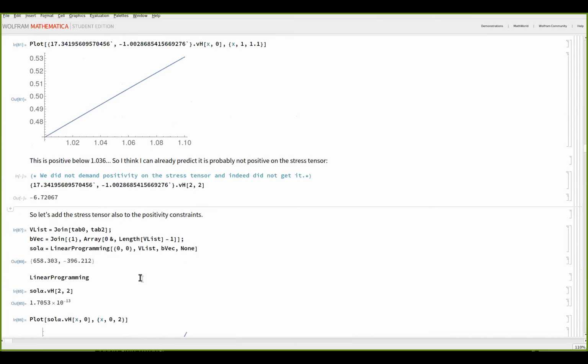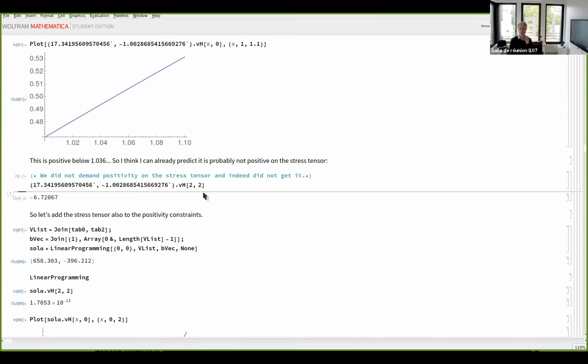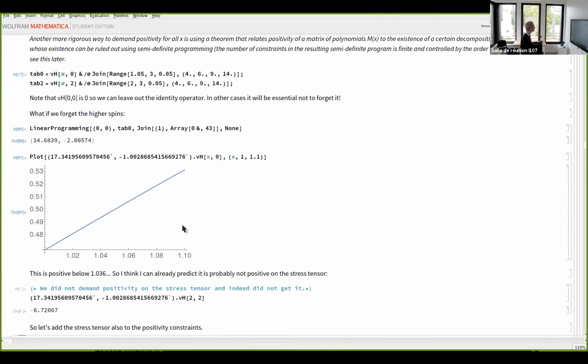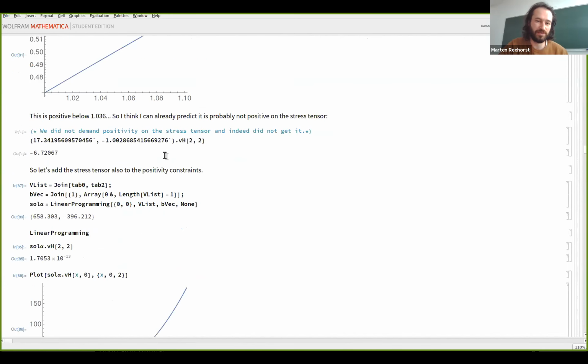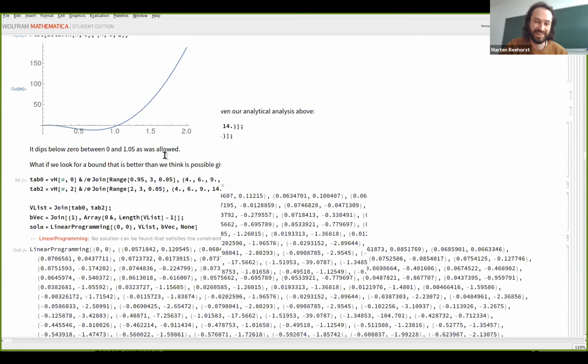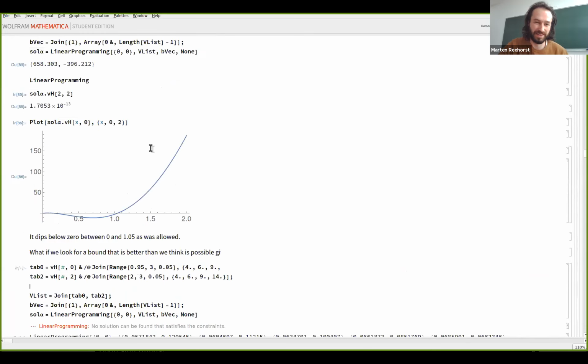Martin, I have a question. Does this 1.03 come out from the automatic computation precisely? Right, so that's a good question. I didn't do that here, but you will see it below. So here I just try some values and I see that for some it works and for some it doesn't.